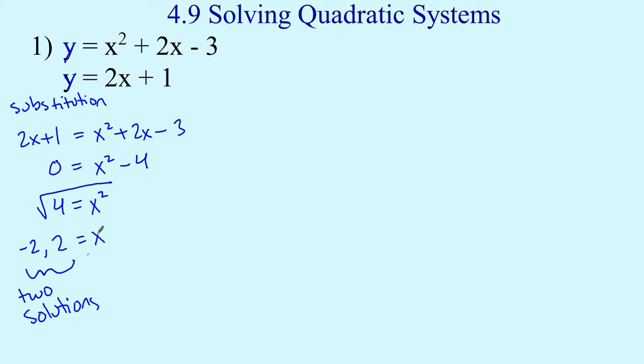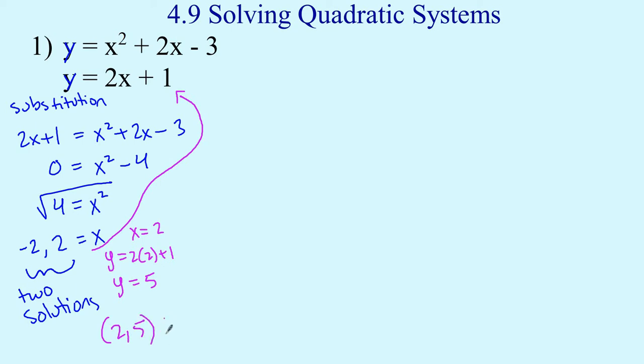Okay, because every x has only one y, right? So we plug them in. All right, so we plug them into our equation. I'll probably plug it into the bottom one. That's a whole lot easier. So the first one is when x is 2, we get y equals 2 times 2 plus 1. So y equals 5. So that solution is 2 comma 5.